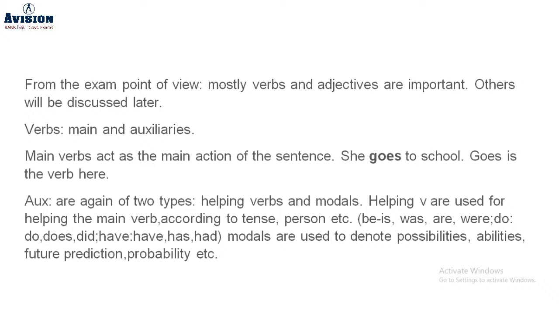So for today we will be discussing the verbs, the outline of verbs, which are important from the exam point of view. See, verbs are broadly categorized into two kinds, right? Main and auxiliaries, as you can see. Main verbs, as I said in the previous slide on the parts of speech, are the main function, the action of the sentence. That is the main verb.